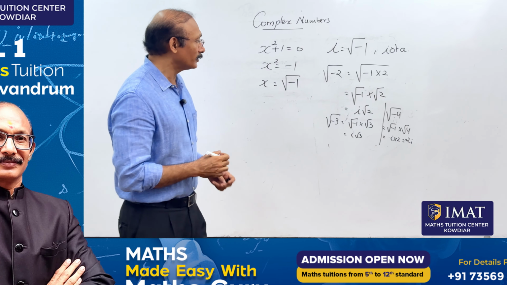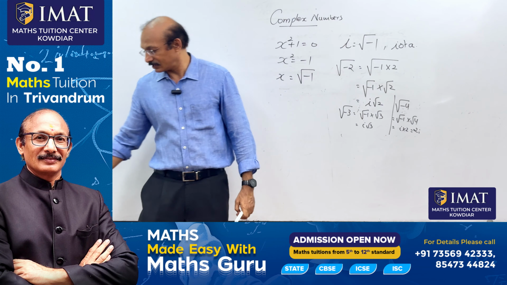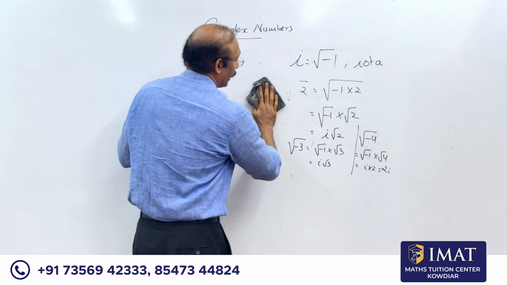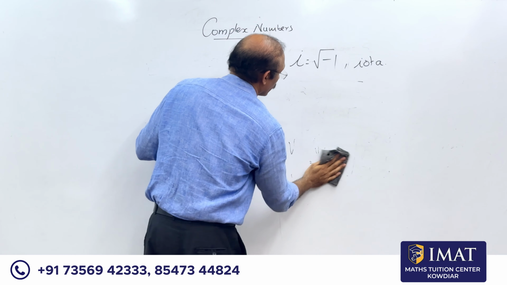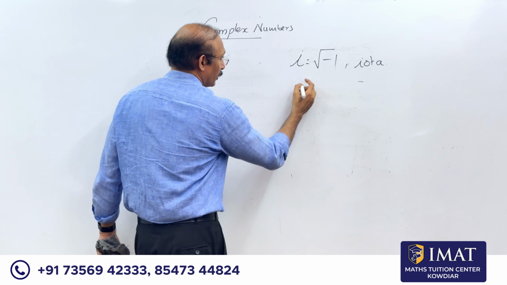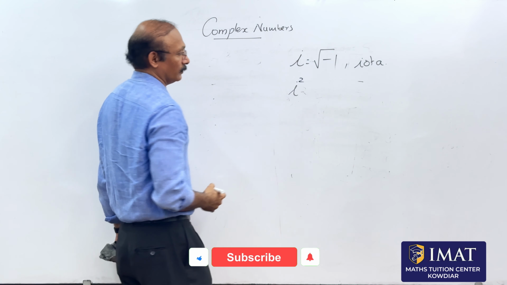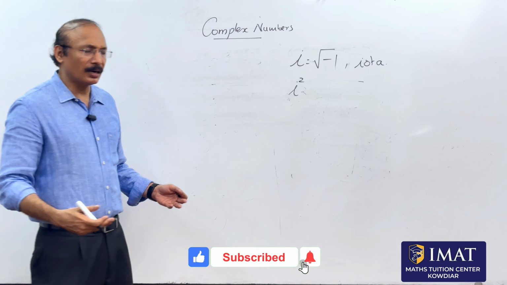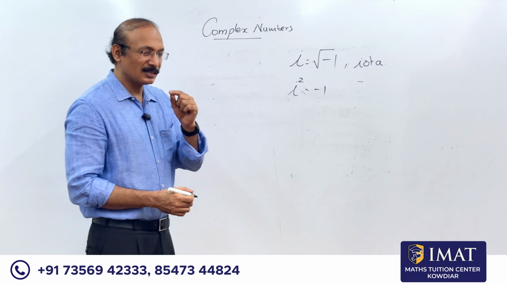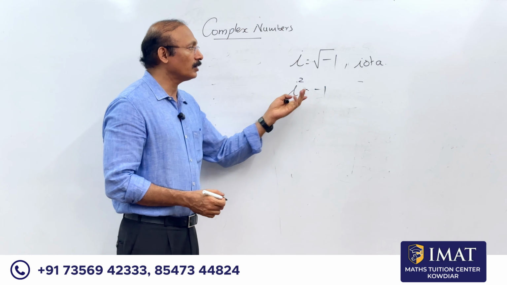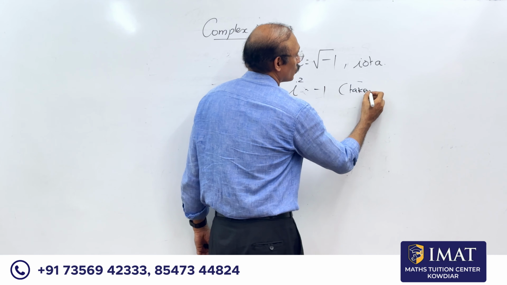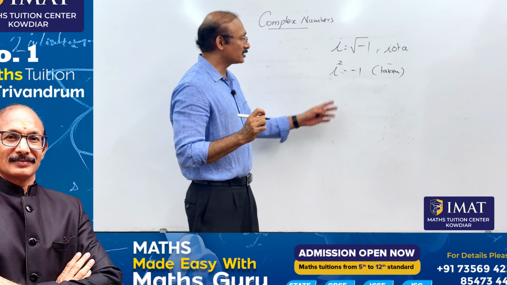Now let us see something more about this I. Listen. So we have taken I as square root of minus 1. Then what will be I square? If square root of minus 1 is I, so what is I square? See, it's very common to say that square root of minus 1 is I, then I square will be minus 1. But there is some problem there. It is not becoming minus 1, it is taken as minus 1. Remember, it is taken as minus 1.